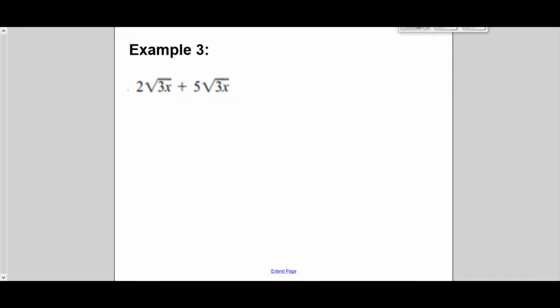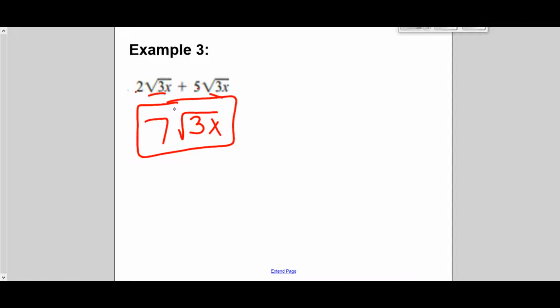Example 3: 2 square root of 3x plus 5 square root of 3x. It's okay that there's an x underneath there. All you're checking is, are these radicals the same? And notice what's underneath the radicals is exactly the same. So since they're the same, we can just add the numbers that are up front. So 2 plus 5 is 7 square root of 3x. And this is your answer. This is fine. Nothing to reduce there. You just leave it like this.